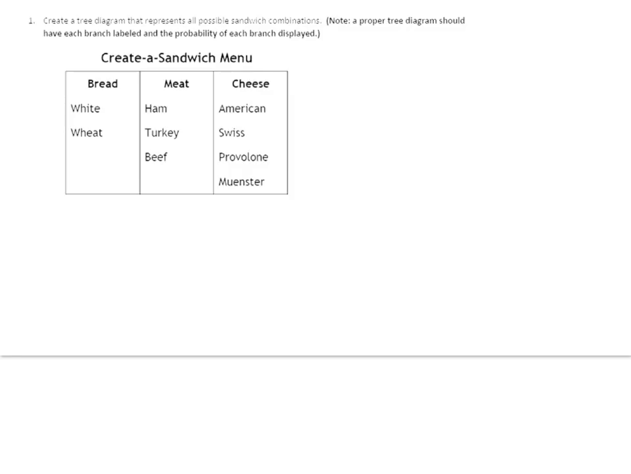Please pay close attention because I'm working with a stylus, so it's going to be a little bit difficult for me to write, and you need to listen to what I'm saying so you know what to write down first. Our first set of branches are the different possible outcomes for bread. When creating a sandwich, you can either have white or wheat bread, so you would draw 2 branches. One branch would be white, and the other would be wheat.